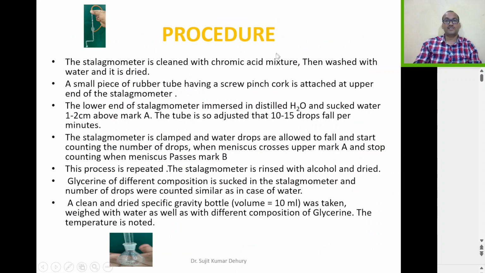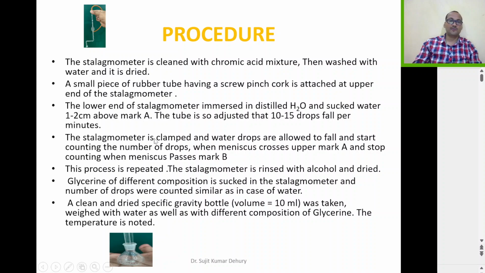So this is the standard procedure you need to follow. First, you need to clean this stalagmometer with chromic acid and dry it. Then a small rubber tube having a screw pinch cock is attached at the upper end of this tube, and the lower end of the stalagmometer is immersed in distilled water, and you need to suck the water 1 to 2 cm above this mark A at the top, and the tube is so adjusted that 10 to 15 drops fall per minute.